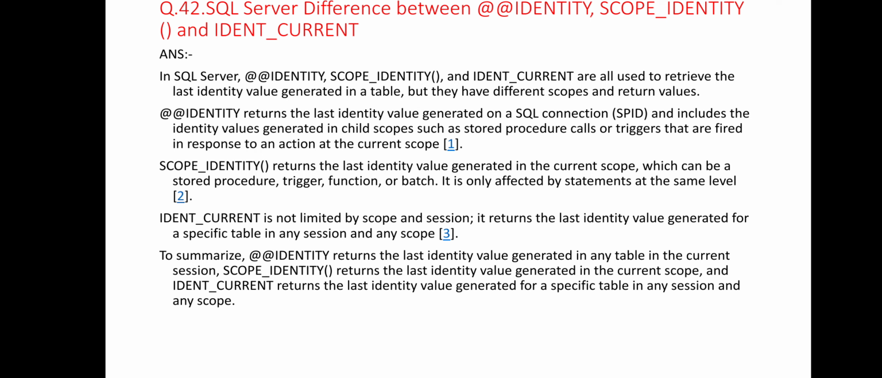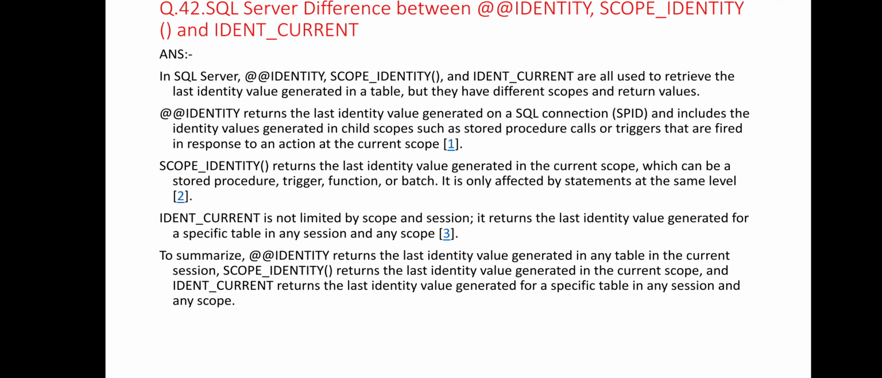@@IDENTITY returns the last identity value generated on a SQL connection (SPID) and includes the identity values generated in child scopes, such as stored procedure calls or triggers that are fired in response to an action at the current scope. SCOPE_IDENTITY returns the last identity value generated in the current scope, which can be a stored procedure, trigger, function, or batch. It is only affected by statements at the same level.